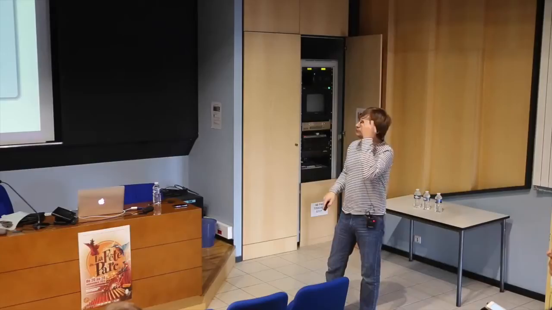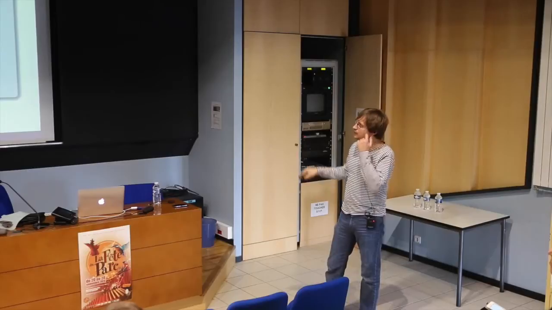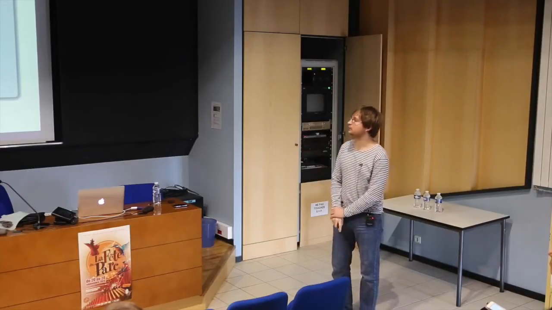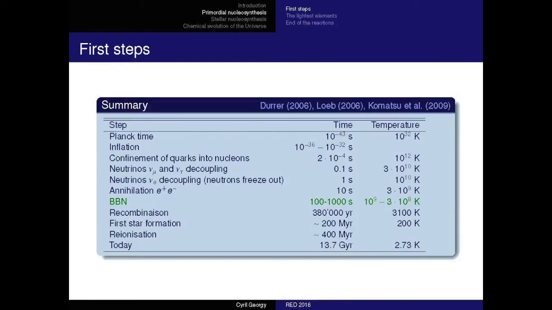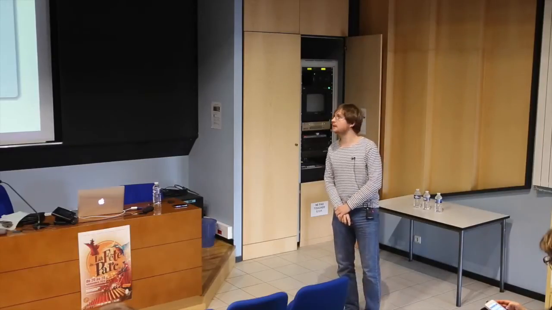After that, as you go toward us in time or to lower temperature, different things happen to the particles. First, there is the confinement of quarks into nucleons. Basically, at this temperature, the quarks that were free to go everywhere before, due to the very high temperature, cannot stay isolated, and their only way of surviving was to be confined into the nucleons. So basically, the protons and neutrons were built at that time.